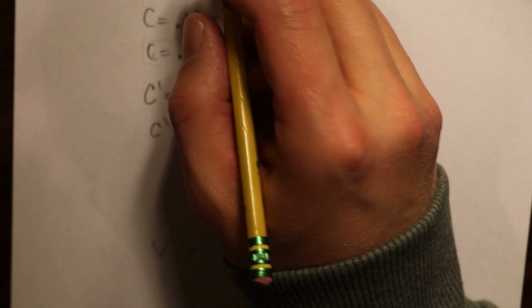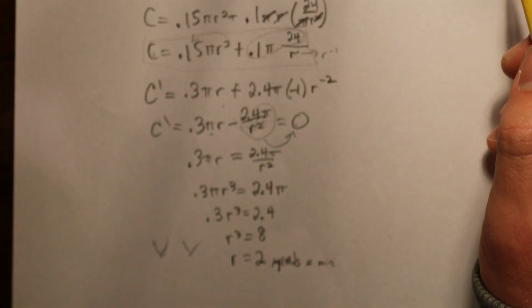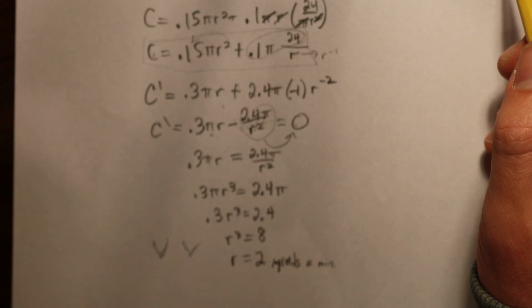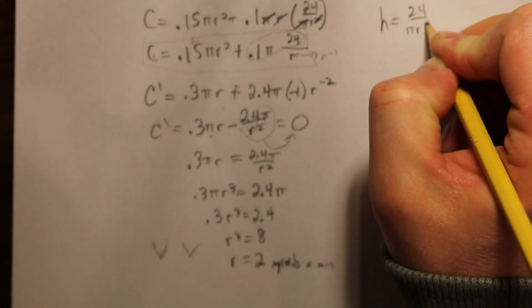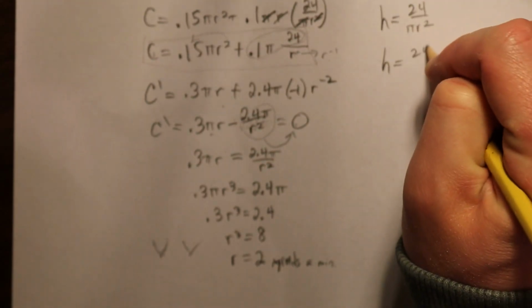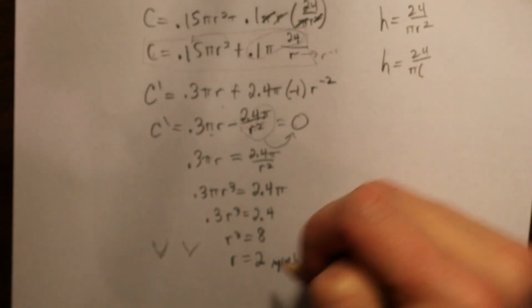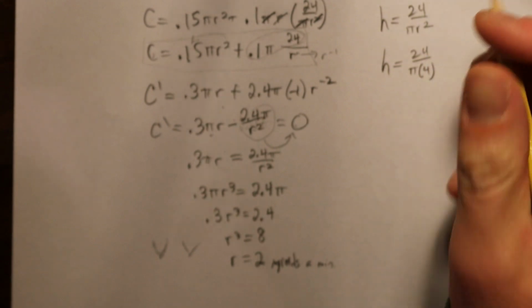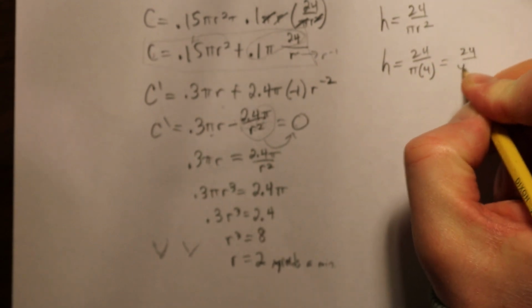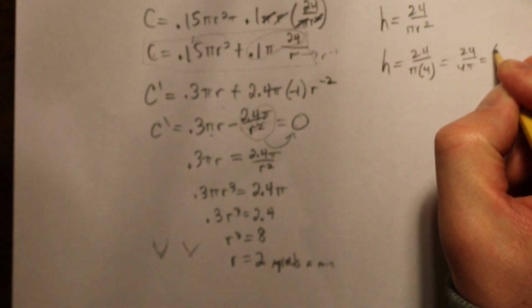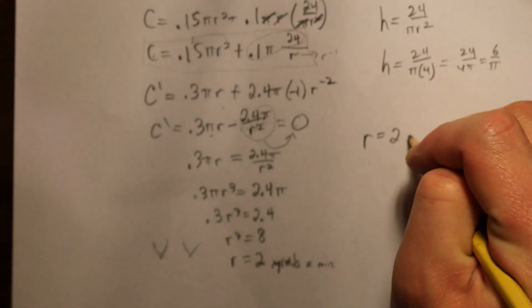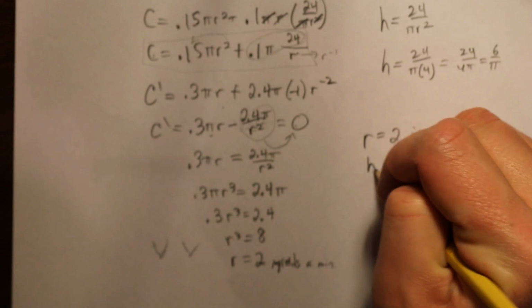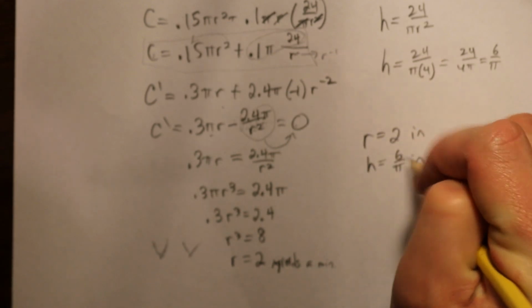It does ask for the dimensions that will minimize cost. So I need to find the height. Well, if height is 24 over pi r squared, that's 24 over pi times 2 squared, or 24 over 4 pi would be 6 over pi. So the dimensions would be radius of 2 inches, height of 6 over pi inches.